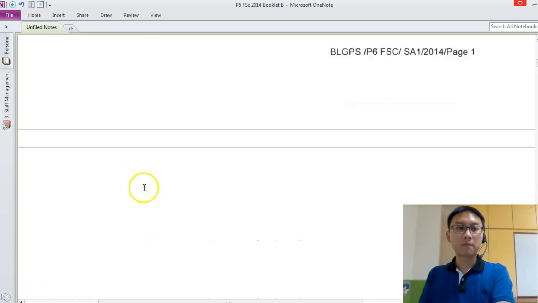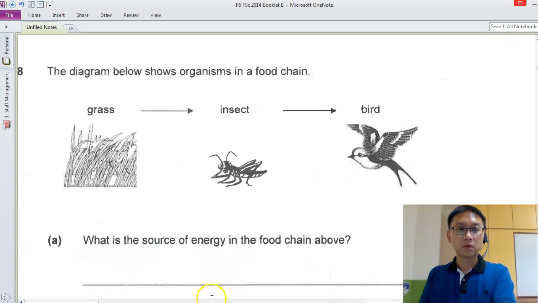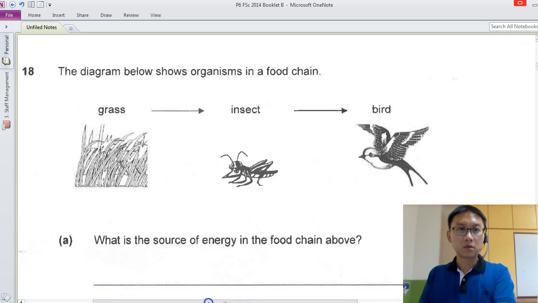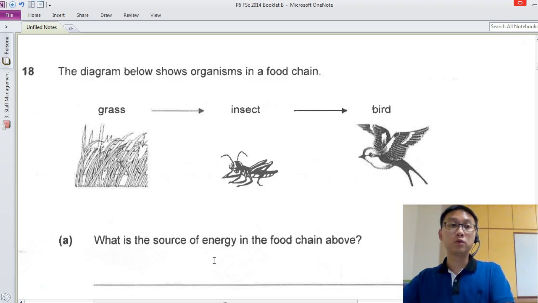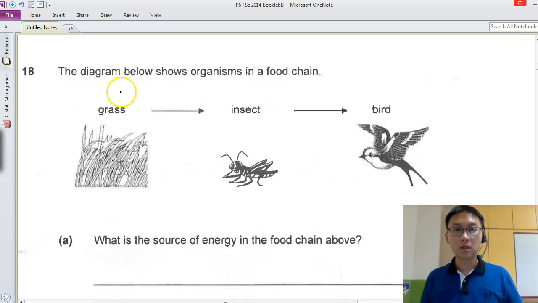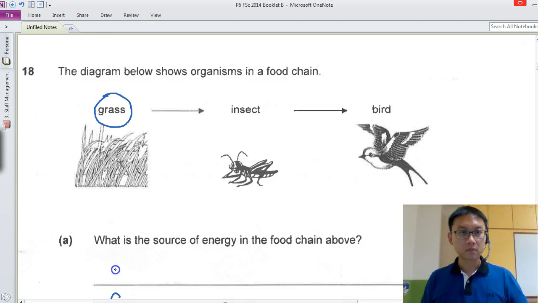Right, question 18. So the diagram below shows an organism in the food chain. So I got my grass, I got my insect, and I got my bird. So what is the source of energy in the food chain below? So where do I get my energy from? Yeah, I get my energy from this fella here, which is my grass. So that's the source of energy, because the food producers obtain energy from the sun.